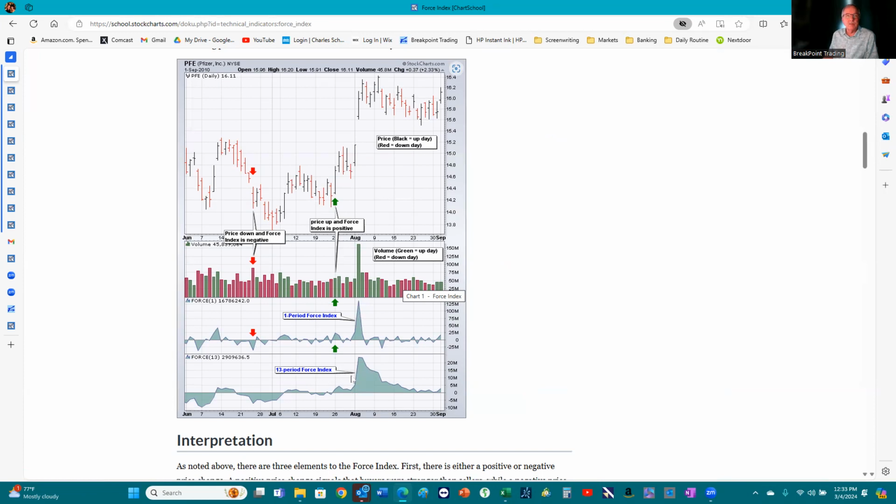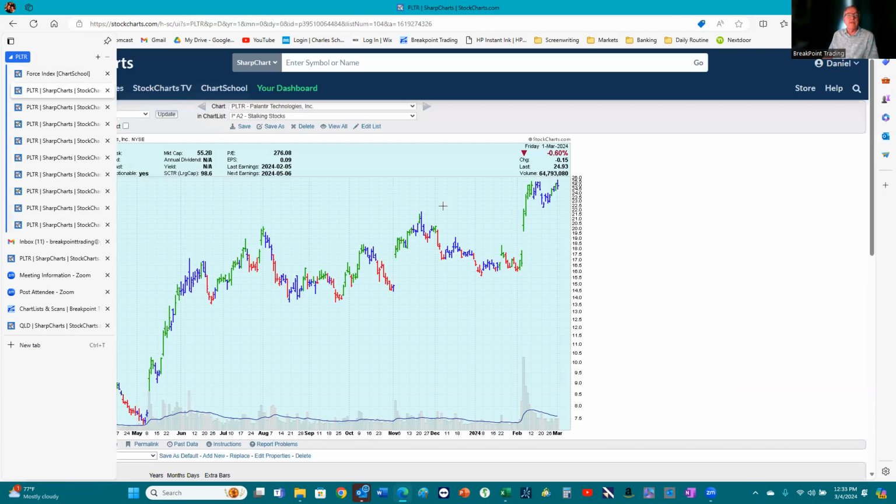So down here is a 13 period. That's the one that I like to use. And it actually shows the force of the move in addition to trend and momentum, which is what the bars do. So by force, we mean how is volume playing into the trend and momentum. So if there's a lot of volume, then the force will be much higher. So I use that as well. I'll show you that here in a second. So let's put all this together now.